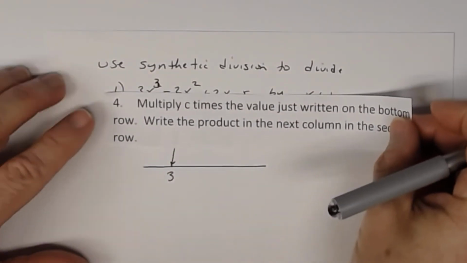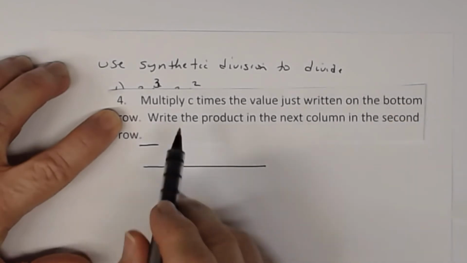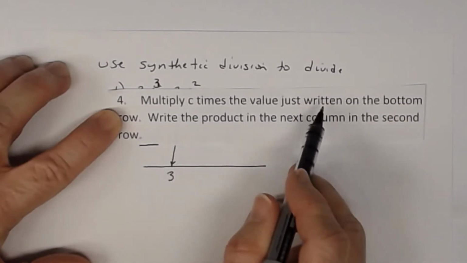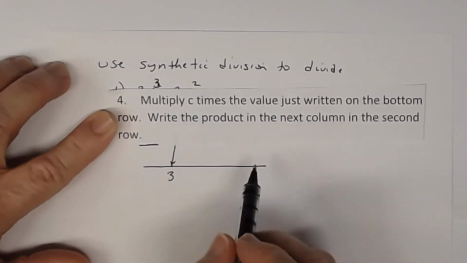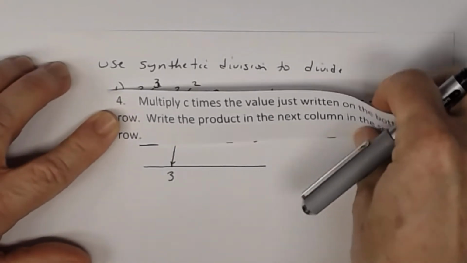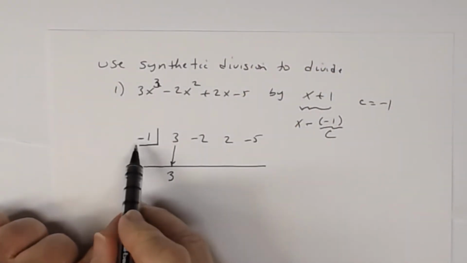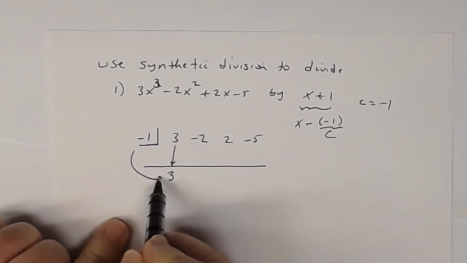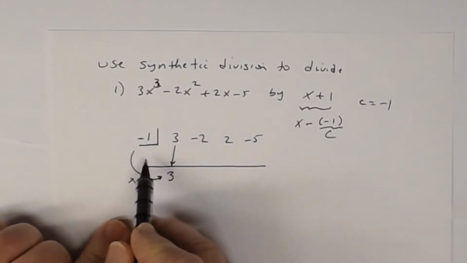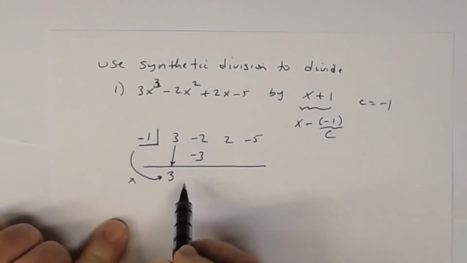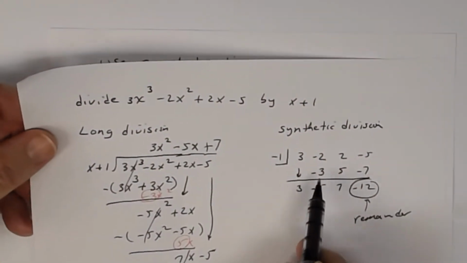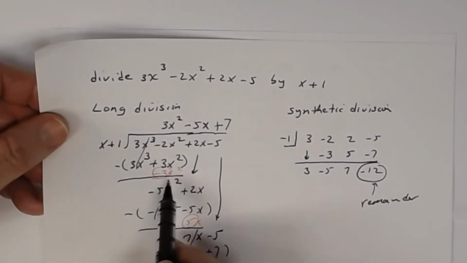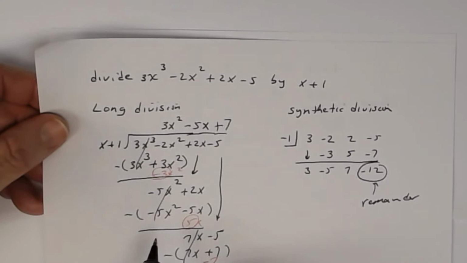Multiply, let me do it here. So step 4: multiply C times the value just written in the bottom row, and then write the product in the next column in the second row. So you're going to take C and multiply by this. Negative 1 times 3 is a negative 3. Now remember when we talked about this earlier, see that negative 3 right here? Remember where that comes from? That negative 3 is this negative 3. That's where that comes from.